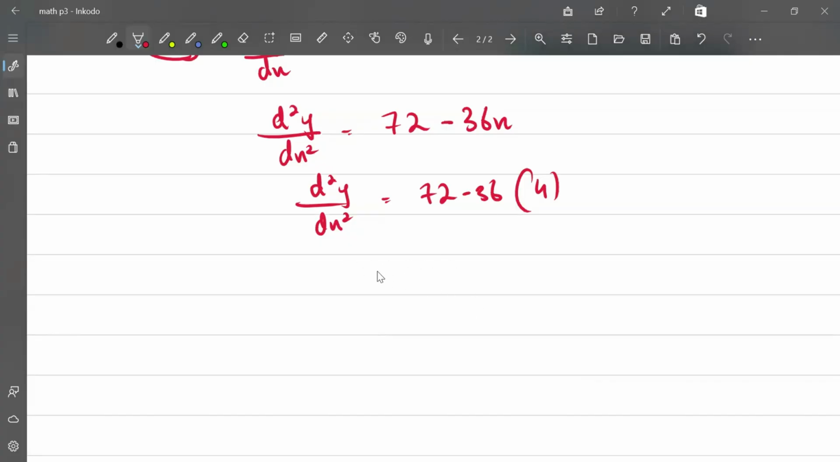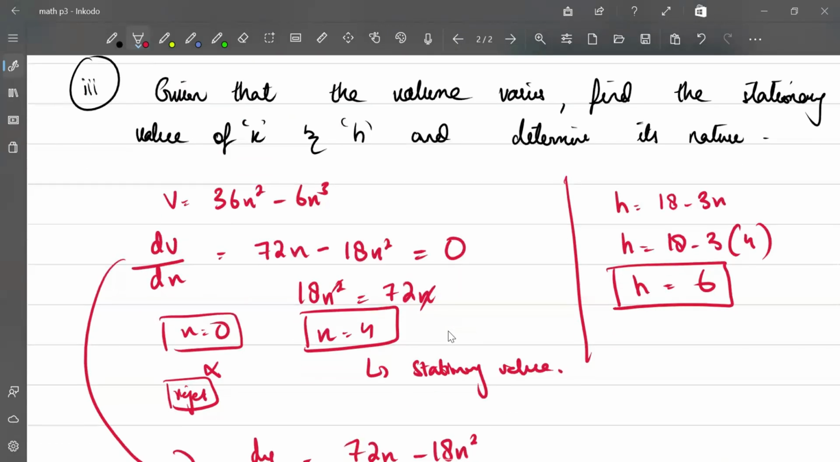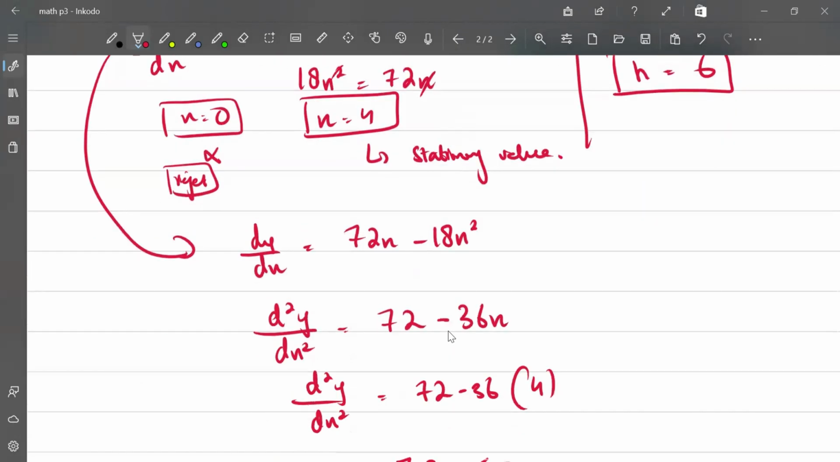d²y/dx² is minus 72, which is less than 0. And whenever d²y/dx² is less than 0, the stationary value is a maximum, as we learned in the previous models. So this is the nature of the volume that varies.